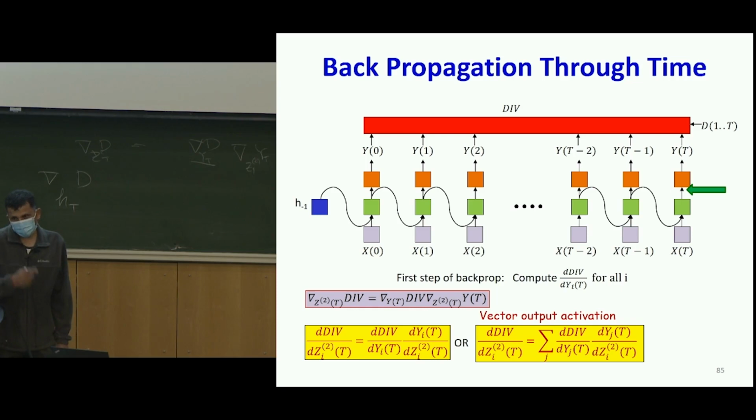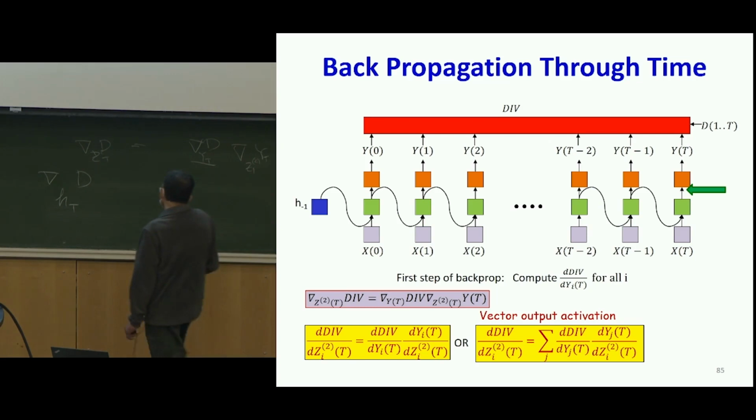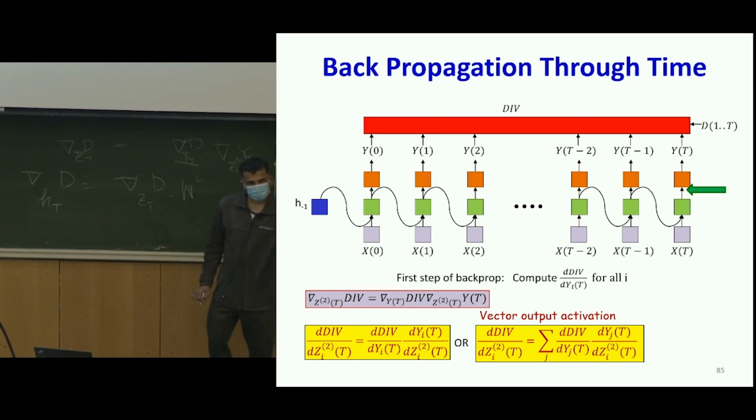So anybody else? Somebody else has raised their hand. Yes, Maxwell. This is simply going to be the derivative of the divergence with respect to zt times the weights matrix, correct? That's going to be W2. Because you're taking, this is just standard backpropagation, is it not? So that's easy.